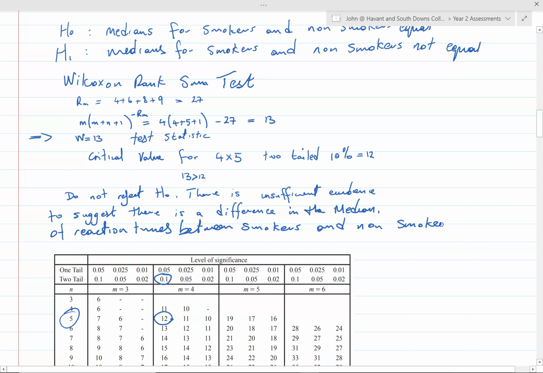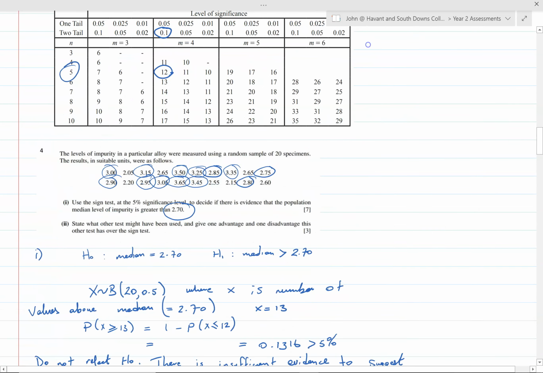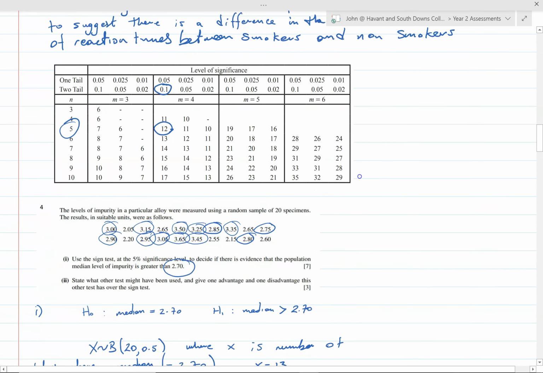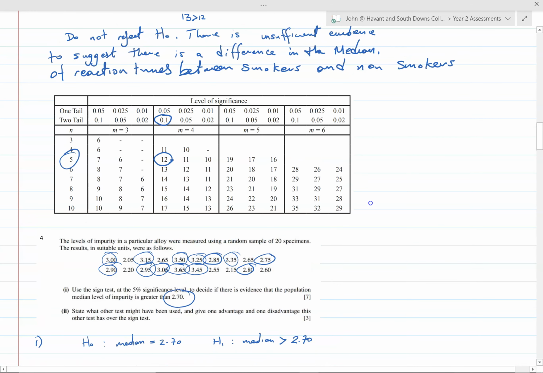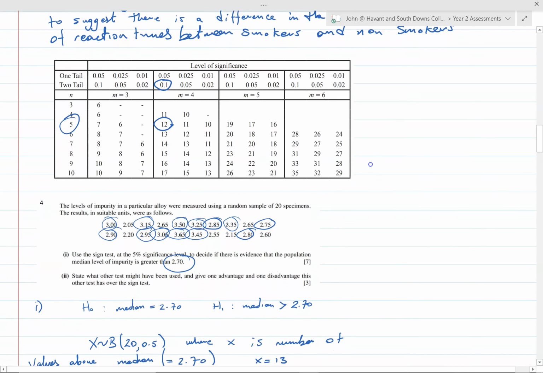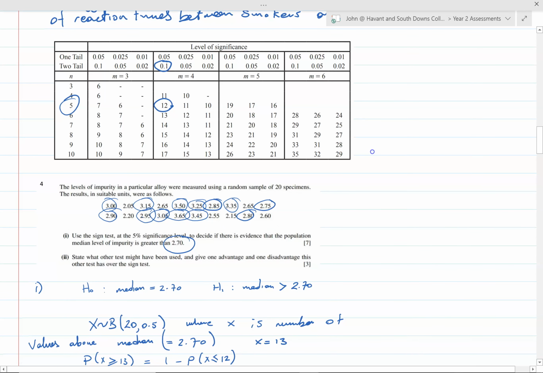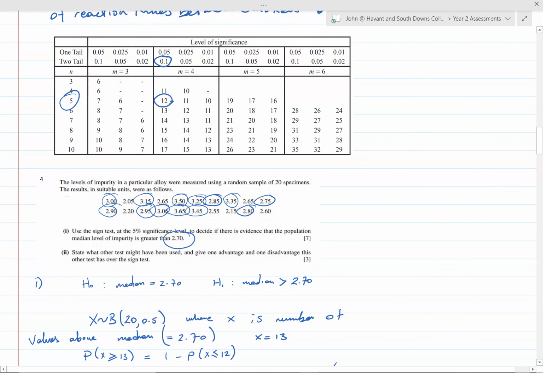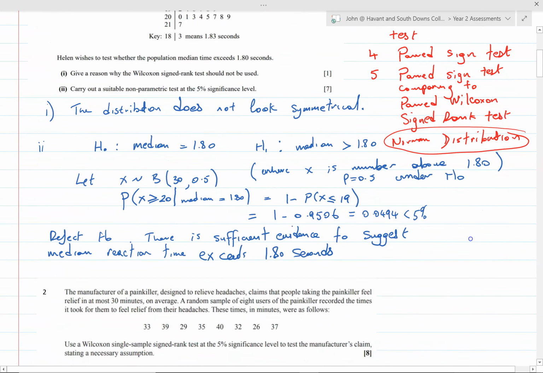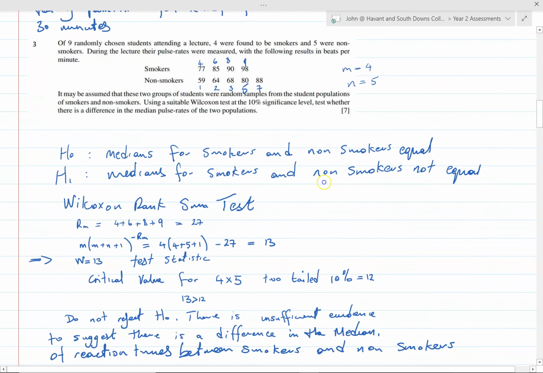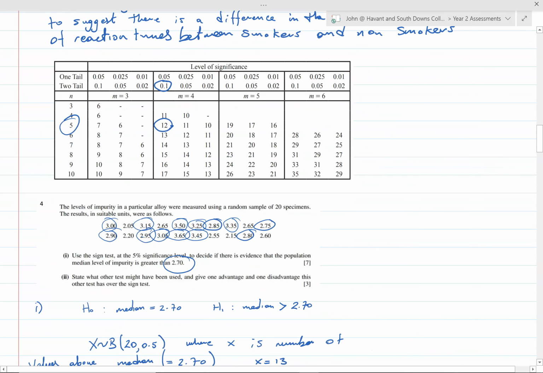Okay. Let's go on to the next question. Question 4. Here it's not a paired test. I said it was a paired test originally, but it's not, is it? It's not a paired test. Question 4, we just got 20, and it's another sign test.